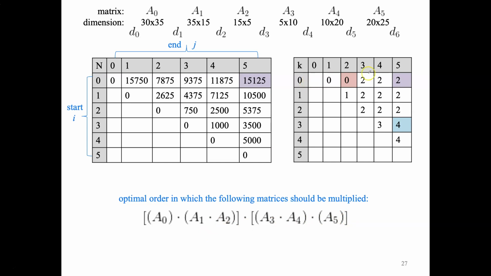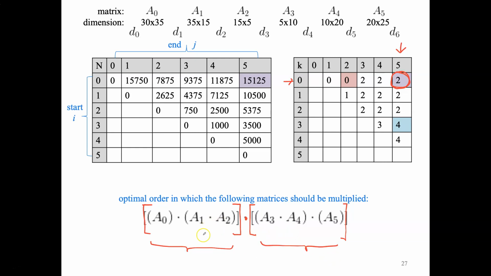So we will check: if we start at a sub 0 and we go to a sub 5, this is our entire chain of matrices. Where should our last multiplication occur? This is at index 2, which means our last multiplication will be right after a sub 2, which is given by this value here. Now we've got a few smaller chains of matrices. This one starts at a sub 0 and goes up until a sub 2. This one starts at a sub 3 and goes up until a sub 5.